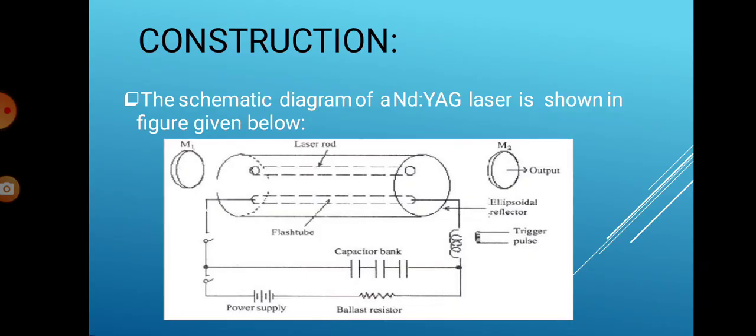Construction: the schematic diagram of the Nd:YAG laser is as shown in the figure given below. The laser rod and a flash tube are enclosed inside the ellipsoidal reflector. The end faces of the laser rod are coated with silver. One end of the rod is fully reflecting, another end is partially reflecting. The flash tube is connected with the power supply. The excess heat produced inside the ellipsoidal reflector is controlled by air or cooled water.